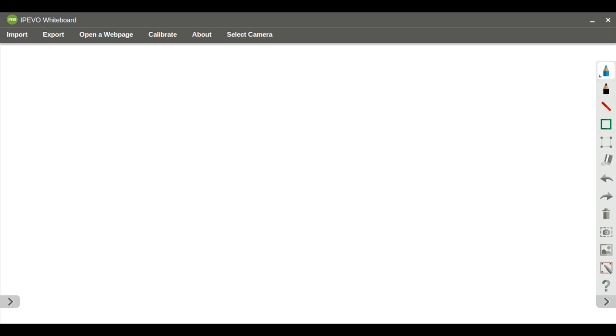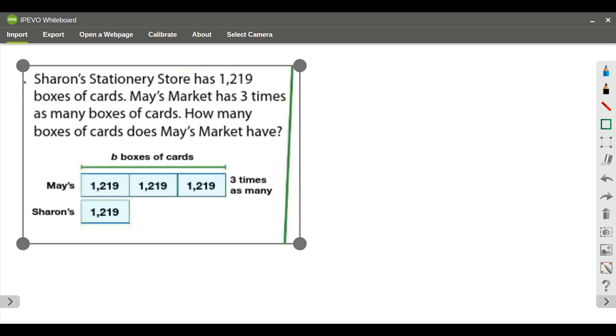So if I take a look at what the bar diagram is telling me, let me just build it. Actually, I'm just going to pull it from the book. Now my bar diagram is there. So I have the bar diagram that says May's, and then it's 1,219. So there's the boxes of cards, and she has 3 times as many. So that's what this bar diagram represents. My total right here, the total is going to be at the top, represents B. And then I have Sharon's.